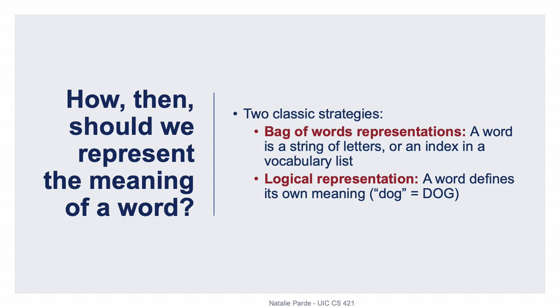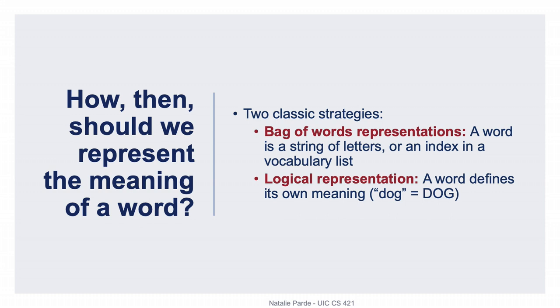There are a lot of different ways to represent the meaning of a word. Two classic strategies include bag of words representations and logical representations. We already learned about bag of words representations in this course. In a bag of words representation, you basically say, here's my entire vocabulary, and I'm going to represent it as a vector with an index for each word in the vocabulary. And then I'll put either a 1 or the frequency count in the indices corresponding to words in my text sample, but leave the other indices all blank.